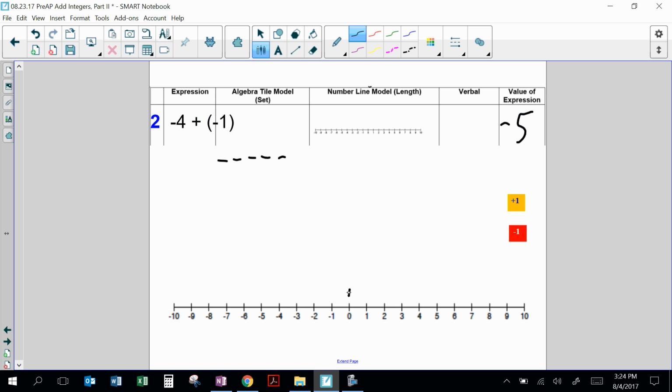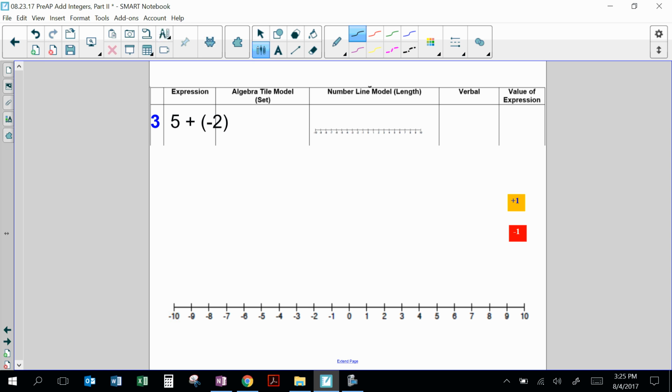So I start at 0. The first number is -4. Negatives go to the left, 4 units to the left. The second number, I'm going to add another negative to this. I'm going to add -1 to this. That is 1 unit to the left. So I stopped at -5.